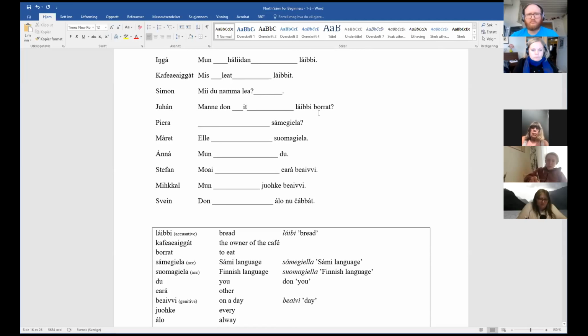Yes, you could have why you don't eat bread, then you would need to do like this. Manneton eat laipi pora. But if you want to keep this verb in the same, exactly. Yeah, manneton halidat. Why do you want to eat bread? Manneton halidat laipi pora. Or manneton eat halit laipi pora.